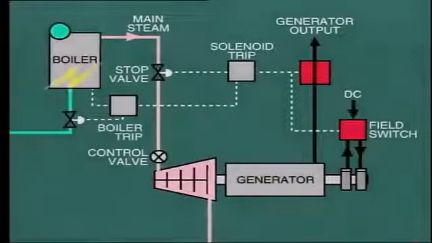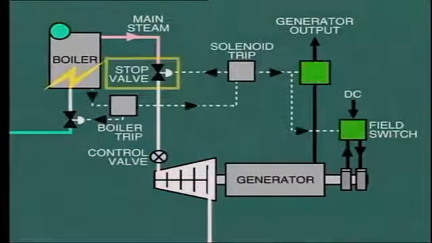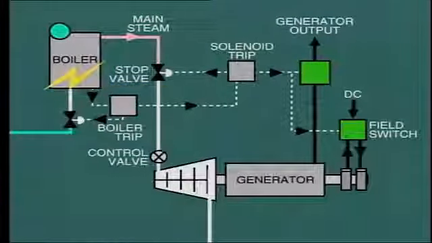Similarly, if a fault on the boiler was serious enough to cause a boiler trip, then the turbine stop valve would also need to be tripped at the same time. Otherwise, we would be pulling steam and possibly water out of a shutdown boiler.